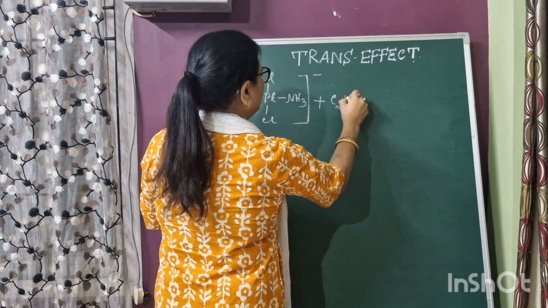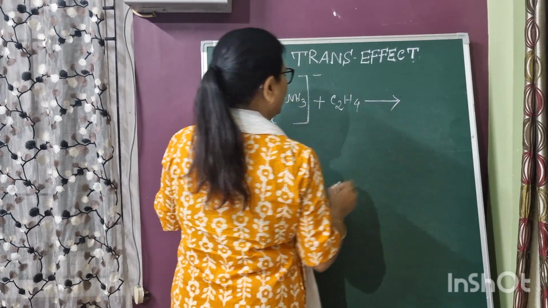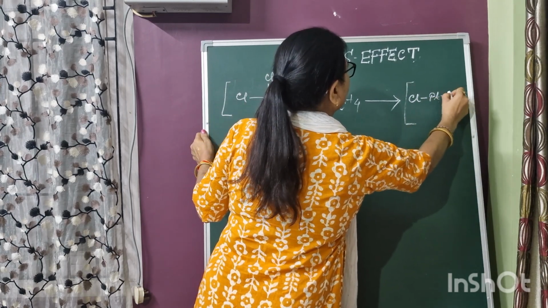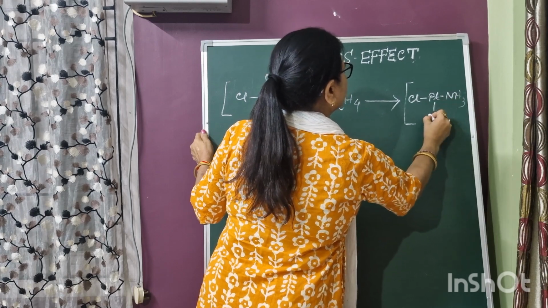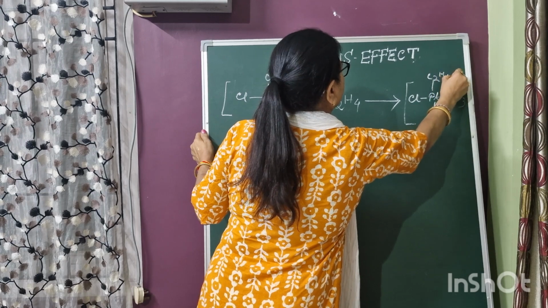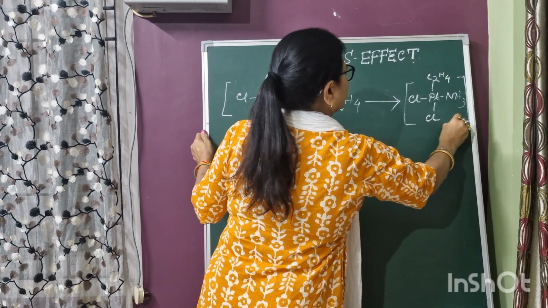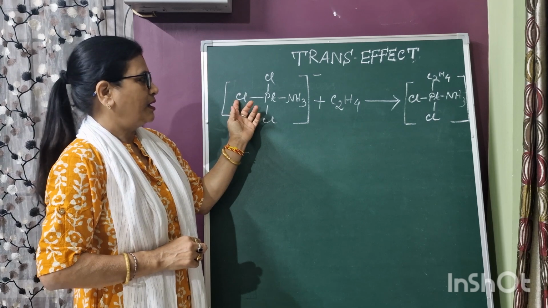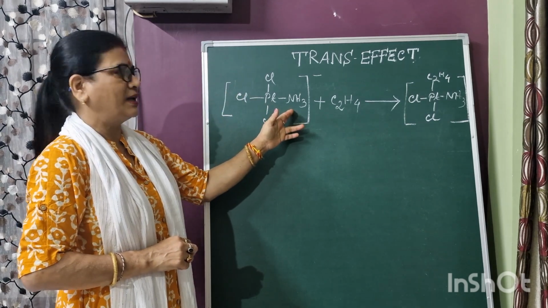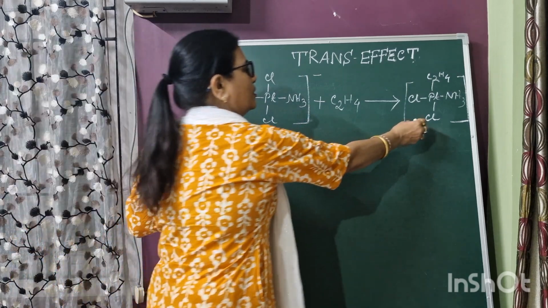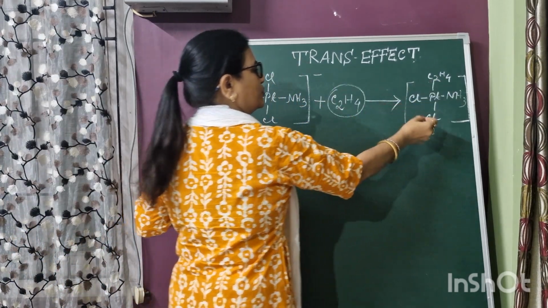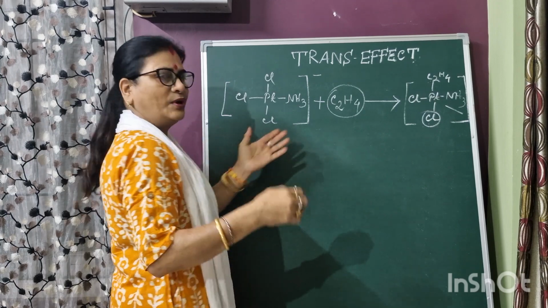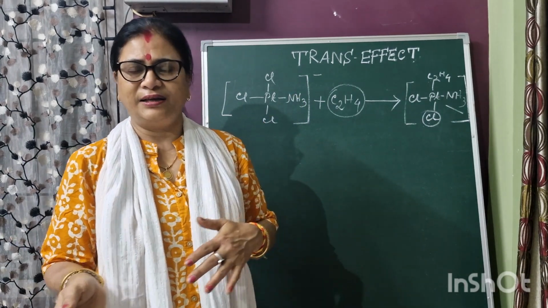If we substitute one of the ligands by ethylene group, we get this complex. Here this chlorido has more trans effect than the amine ligand. So it will direct the substitution trans to this chlorido. That means this ethylene takes the position trans to chlorido ligand, not trans to amine ligand, because the chlorido has more trans effect than the amine ligand.